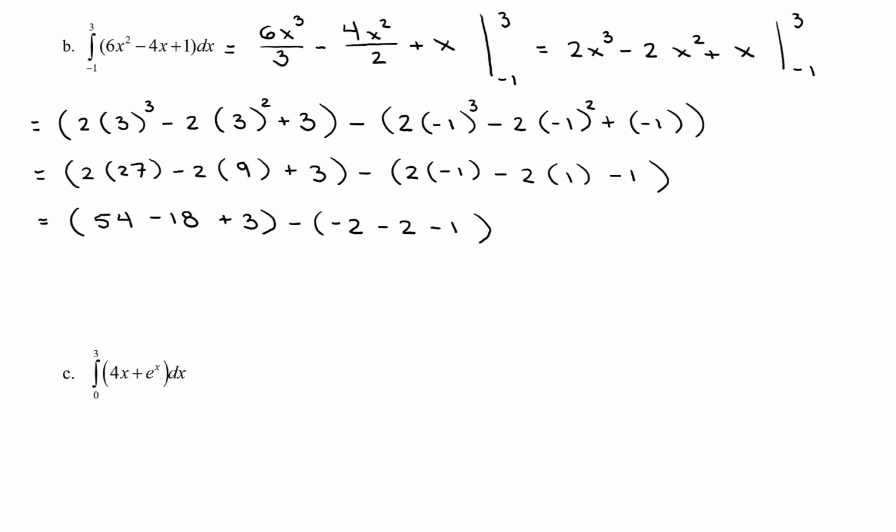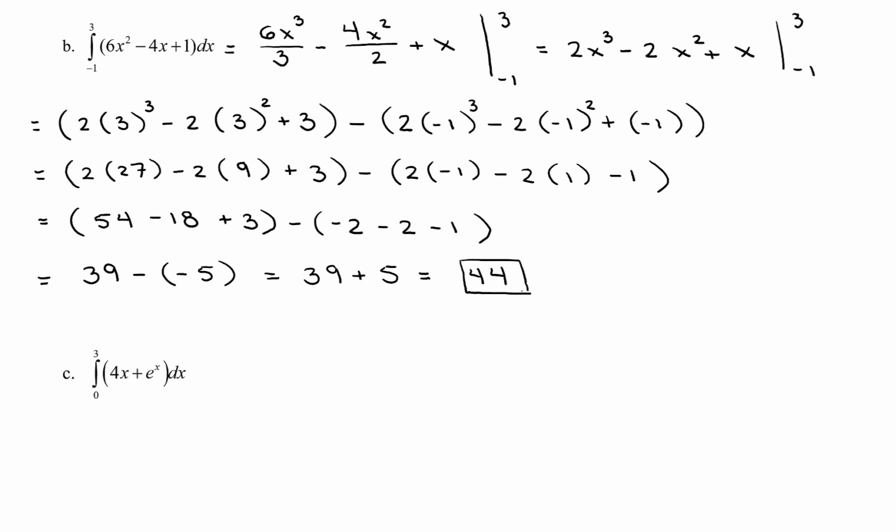And this will be equal to 54 minus 18 plus 3 will all simplify to the number 39. And then we're going to have minus a -5 equals 39 plus 5, which is equal to 44. And we're going to go ahead and box in that final answer. All right, let's go on to our next example, example C.